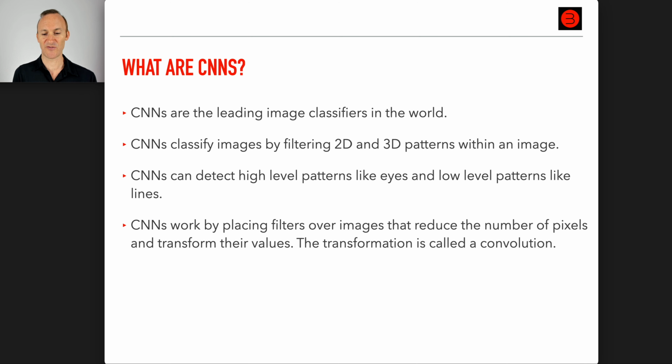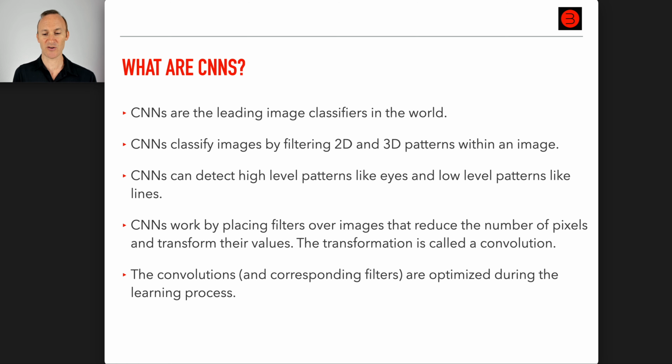CNNs work by placing filters over images that reduce the number of pixels and transform their values. The transformation is called a convolution. The convolutions and corresponding filters are optimized during the learning process.